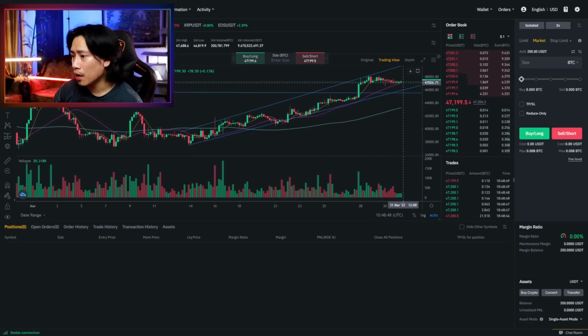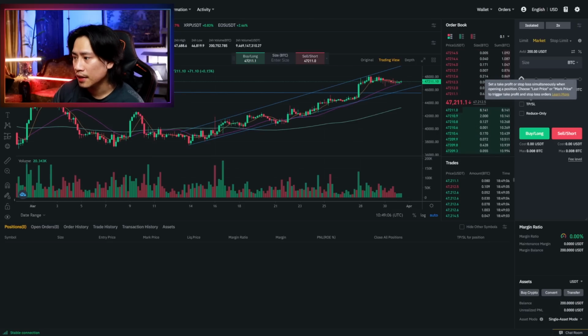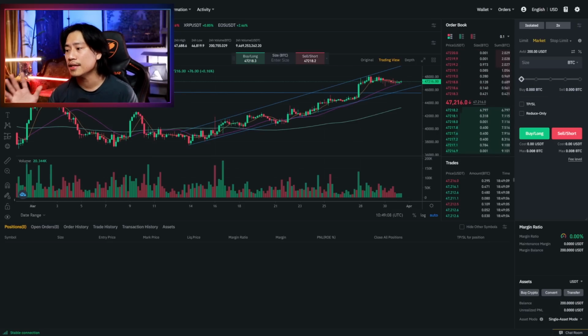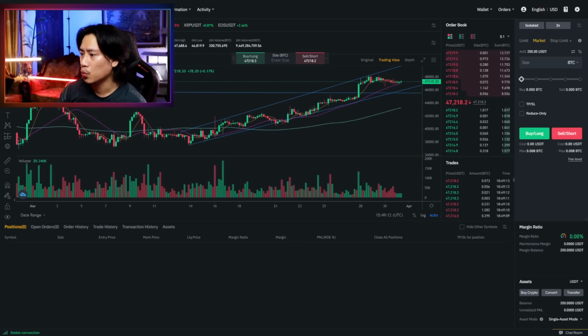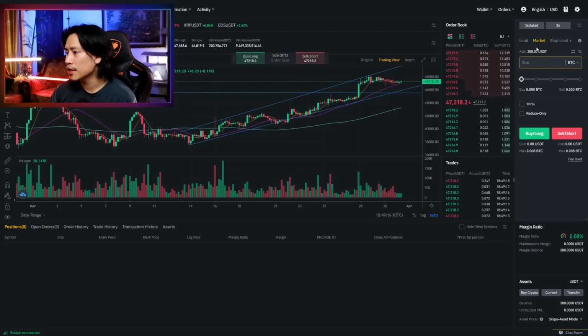So what we are going to be doing right now is we will be selling short somewhere around here. So we'll just do a market order somewhere around 47.14. And then we'll do the TPSL, which means take profit and then stop loss. That is one thing that we will also be talking about in a short while. So let's go ahead and do this one.